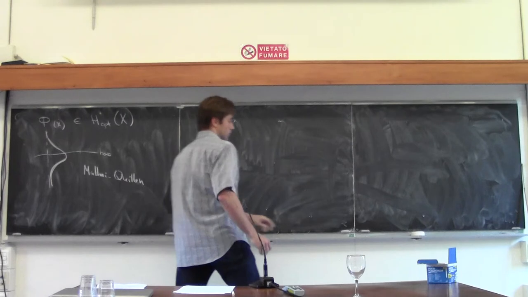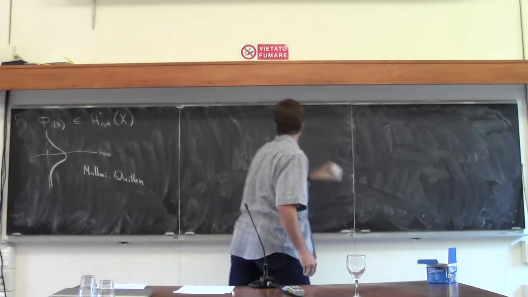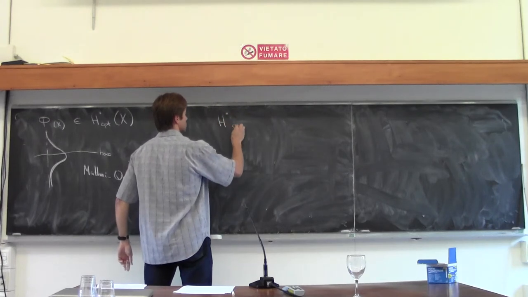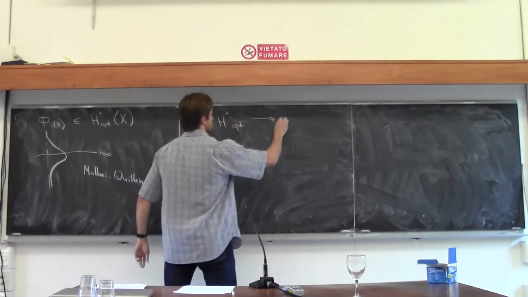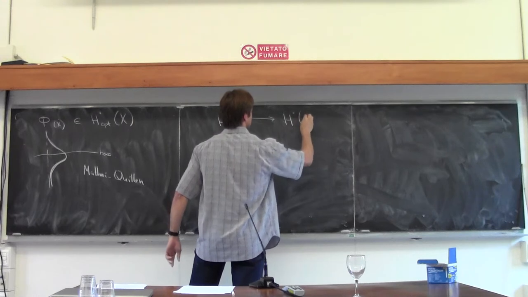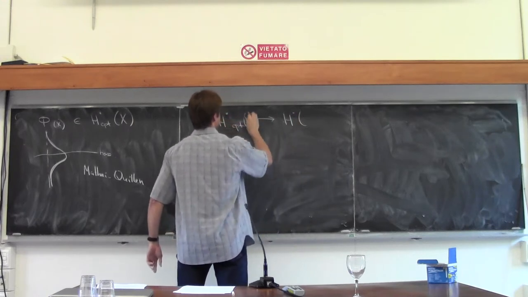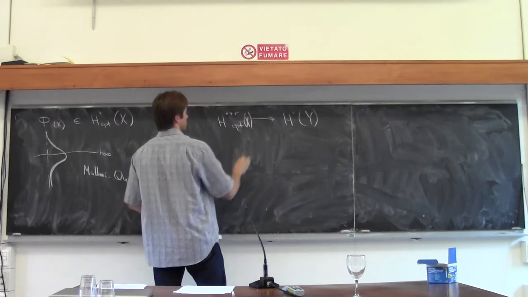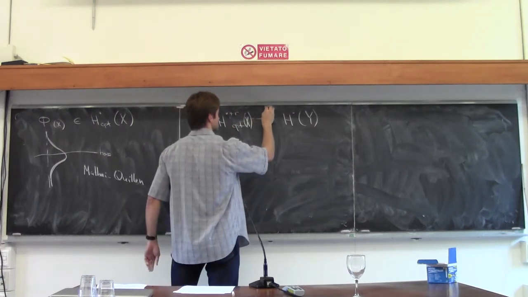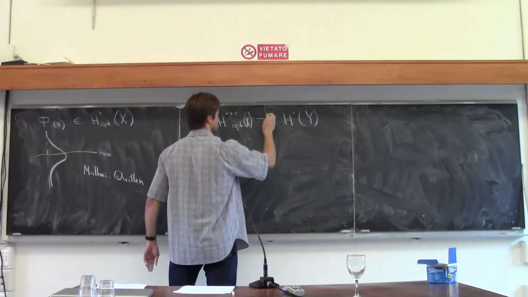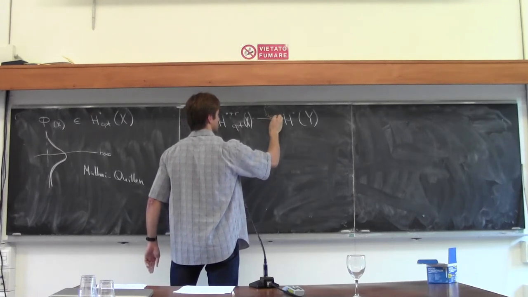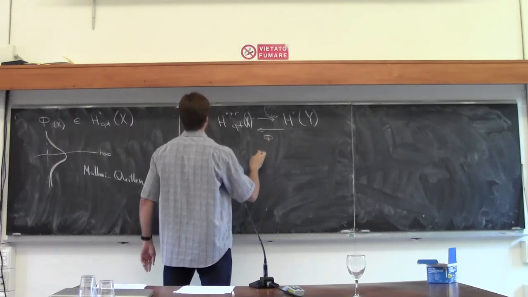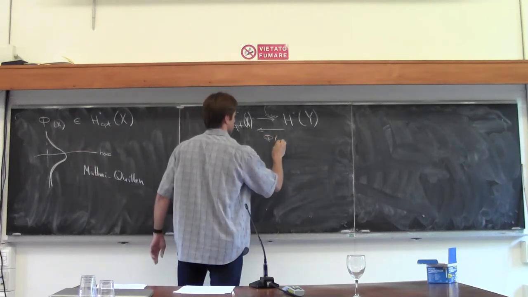Okay, let's summarize at this point. This is important. So we have this map from the total space to the base, and in this direction we just integrate over the fiber. And in this direction, we multiply by the Thom class.